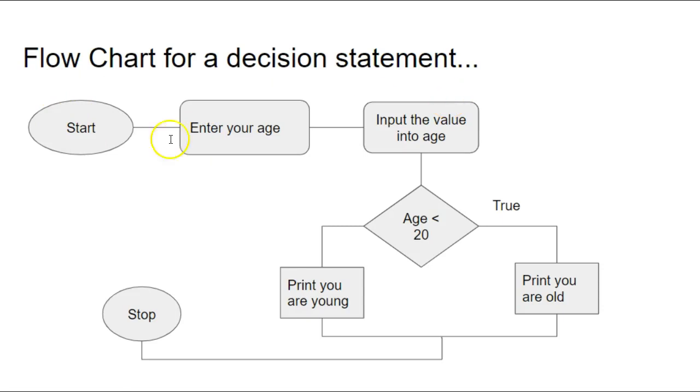Here's a flow chart for a decision statement. Our programs have started with start, then the next step, then the next step, and eventually now here we hit the decision. In a flow chart, the decision statement is represented by a triangle, and typically we'll write true and then the opposite would be false. So we come down into here and we test the value of age. If age is less than 20, then we print you are young. Otherwise, we print you're old. So we're going to go this way if it's true, this way if it's false. Regardless, we're going to hook back up and stop.